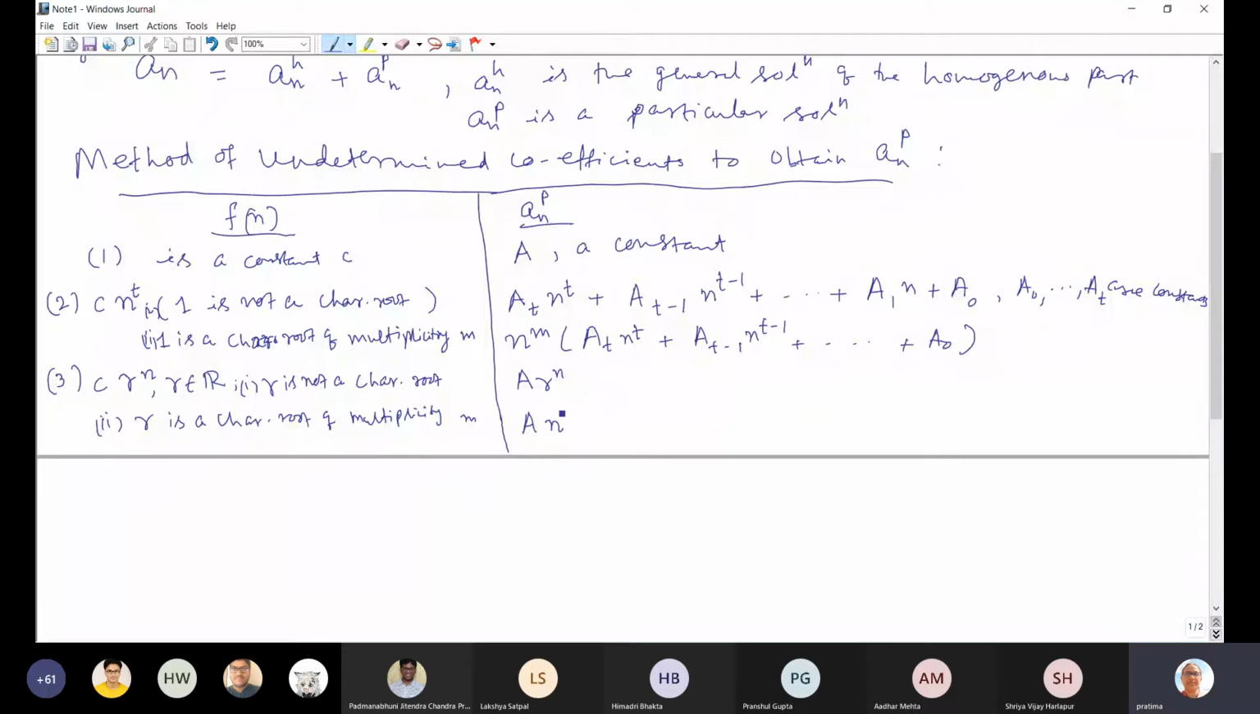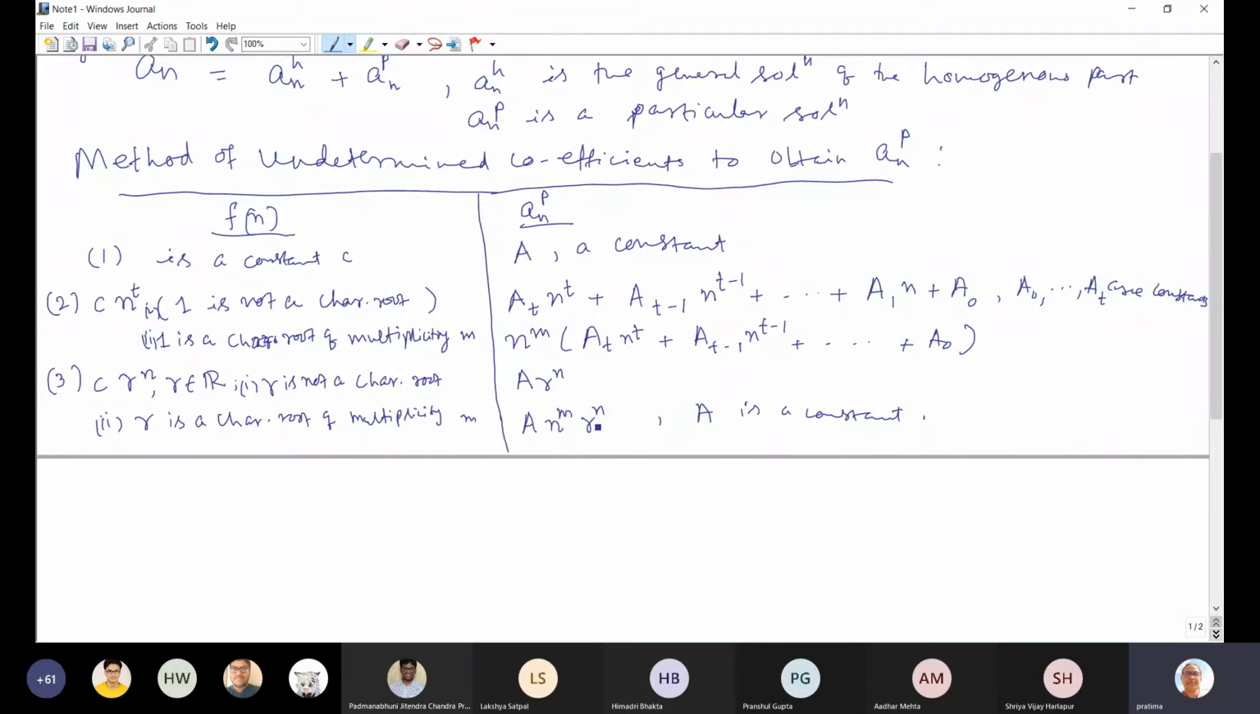So in that case, we substitute this particular solution by A times n to the power m times r to the power n. Here this capital A that I have written is a constant. That we actually determine by substituting this particular solution in the given recurrence relation and obtaining the value of the constant.